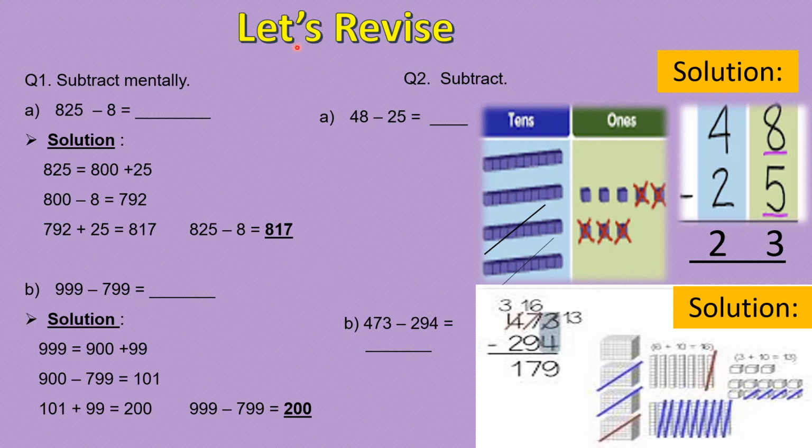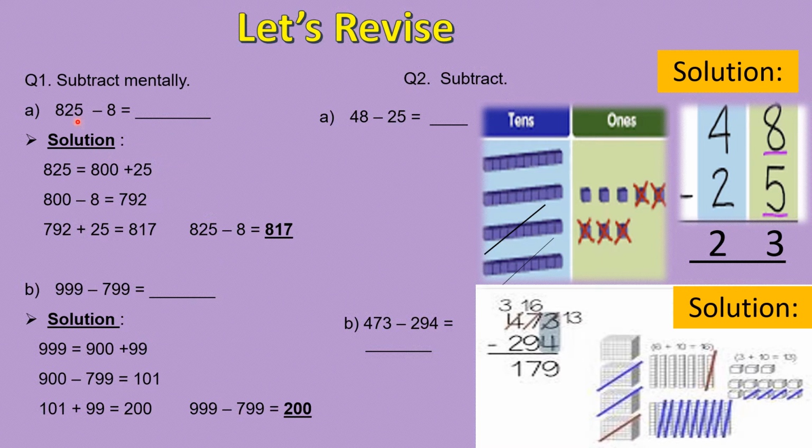We have learned enough. We have learned the 2 basic methods, so I hope that this revision portion would be easier for you. Subtract mentally. Now whenever it's written mentally, it means you need to solve using the breaking method, the thing you do when you break the number and solve it separately. You need to show the perfect solution for it.